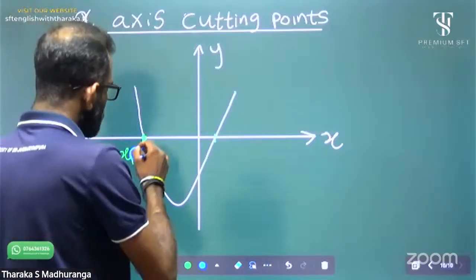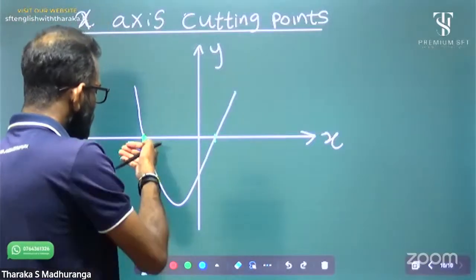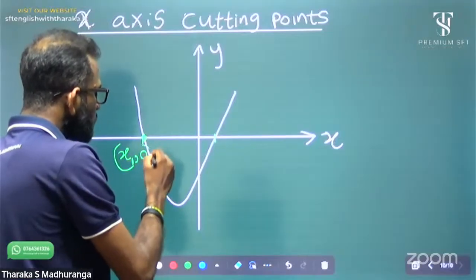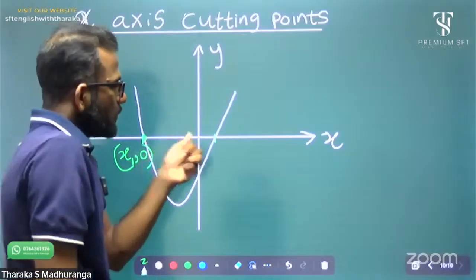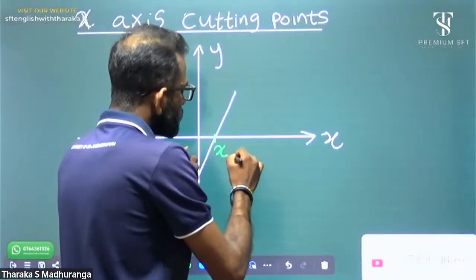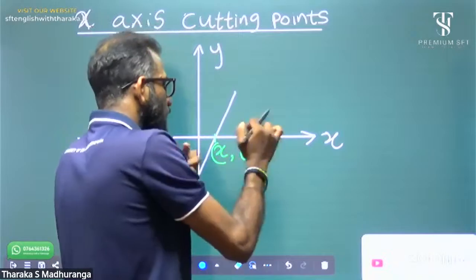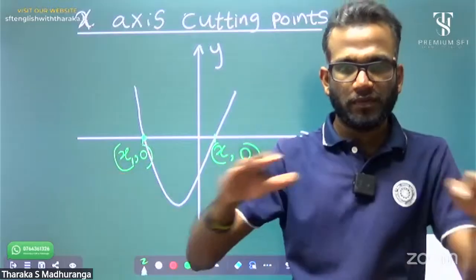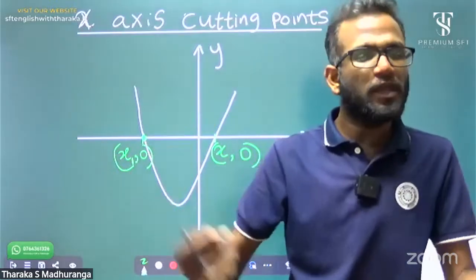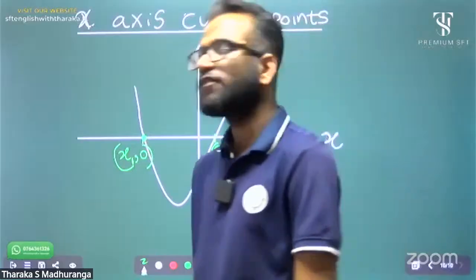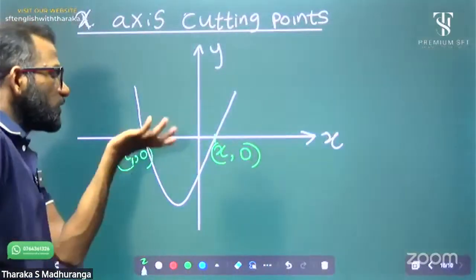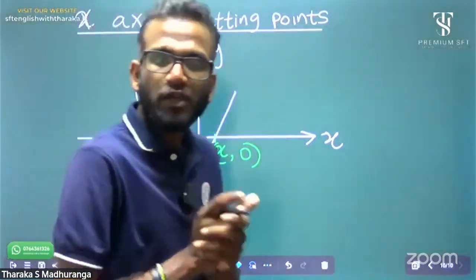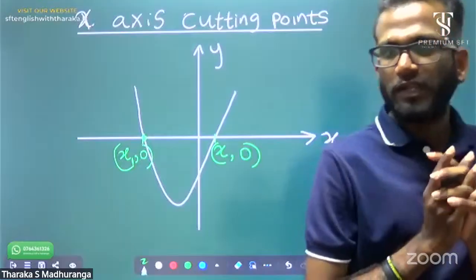It is 0. Very good. That's the principle. x1 comma 0 is the coordinate of this point. For this x2 point, x2 comma 0, because x-axis cutting means the y value is 0. Okay, this is the main principle of calculating the x-axis cutting point. At the cutting point of the x-axis, the y coordinate is always 0.